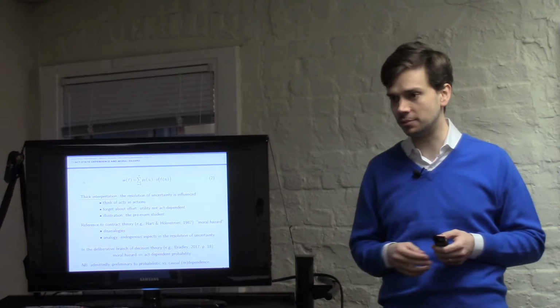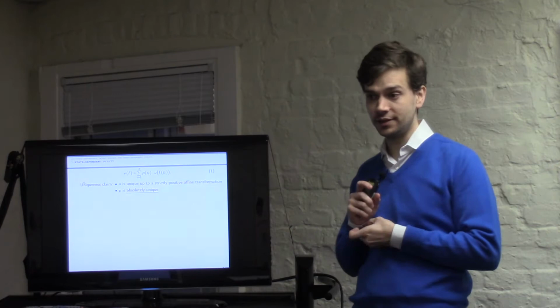good. Now, let's get to the main player of the talk, this story of state-dependent utility. What is this problem I alluded to in the introduction, and I'm going to now tell you all you need to know about? Well, it's about the uniqueness claim of theorems like the expected utility one. So recall the uniqueness claim. Your utility function is pinned down up to a strictly positive affine transformation. The probability is absolutely unique.